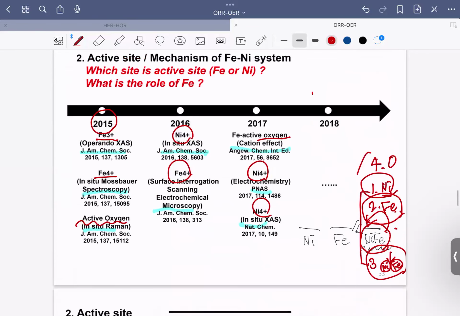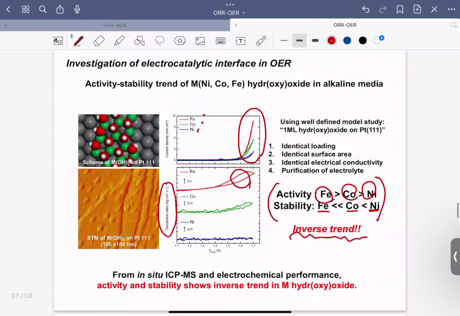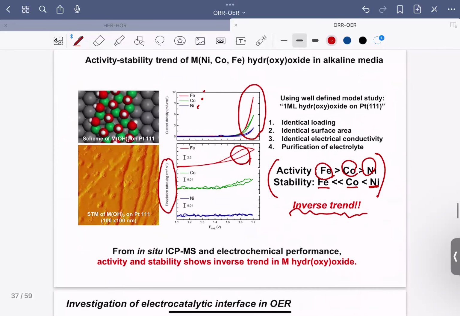I conjectured that if there is still an activity and stability relationship in alkaline media, I can solve the problem of the active site. If I compare the nickel iron and there is iron dissolution, then the iron is the active site. And if there is nickel dissolution, maybe the nickel is the active site, right? So I made a very simple assumption that if I can figure out the activity stability relationship, I can solve the problem of where the active site is in alkaline media.